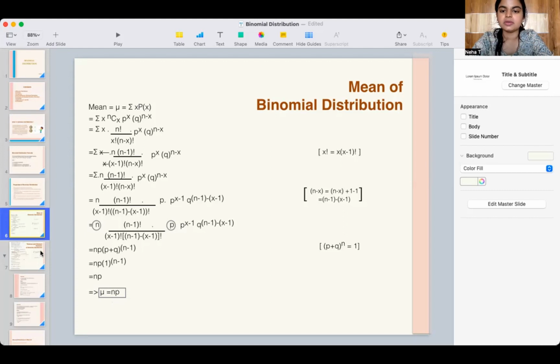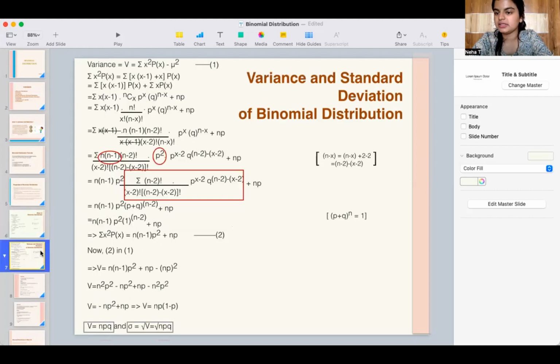Coming to the next one, the variance and standard deviation of the binomial distribution. It is kind of similar to the mean, but with a little variation. So V, the variance, is equal to summation x square into p of x minus mu square. This sum we'll take as 1. After that, we'll only take the summation x square p of x and substitute it first, and then we'll bring the minus mu square later on.